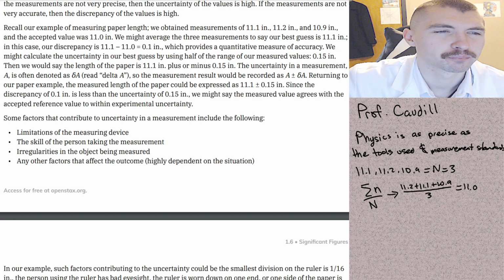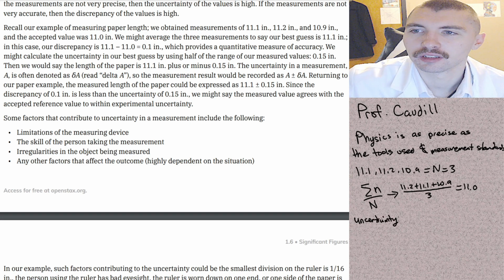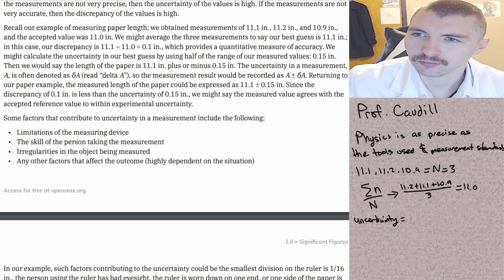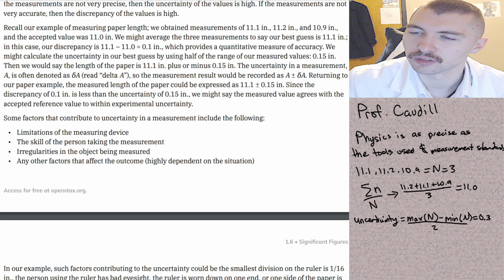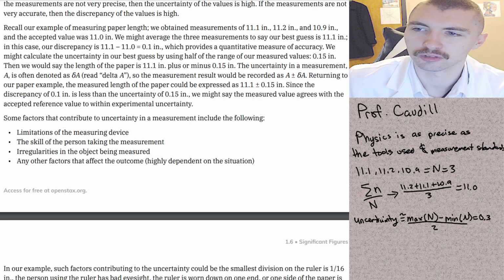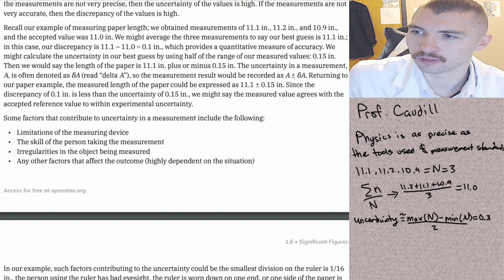So uncertainty is, let's say, the max of n minus the minimum of n equals 0.3, and that's divided by 2. Uncertainty is roughly the max of n minus the min of n, divided by 2, which is 0.3 over 2 equals 0.15. Okay.